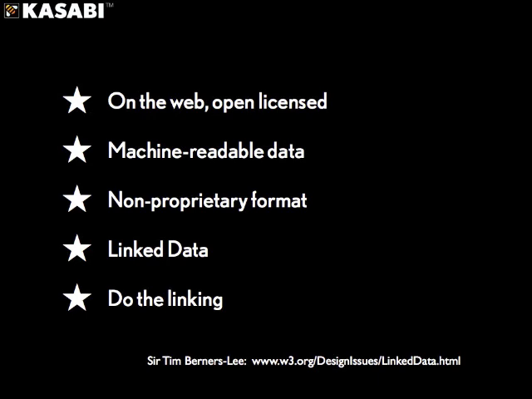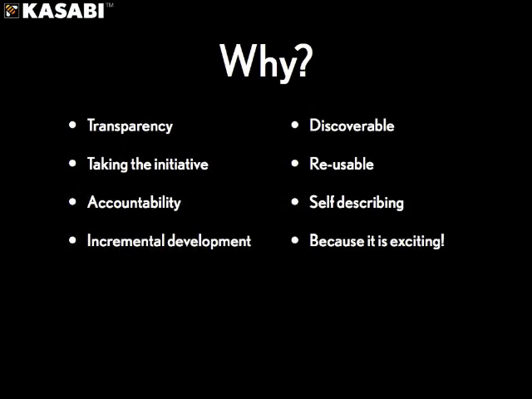Star 5. Do the linking. Use identifiers from other datasets in your data to link out to the wider web of data. For example, if you are using a UK postcode, use the Ordnance Survey URI for it. Why? Well, there are several reasons. Some of these are transparency.